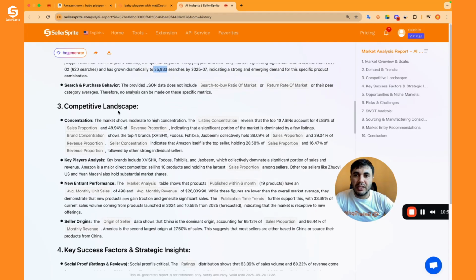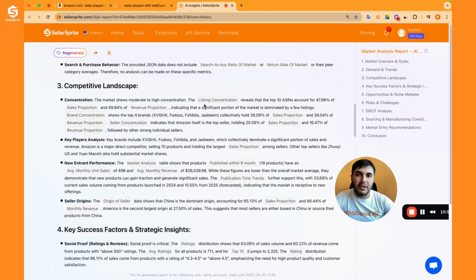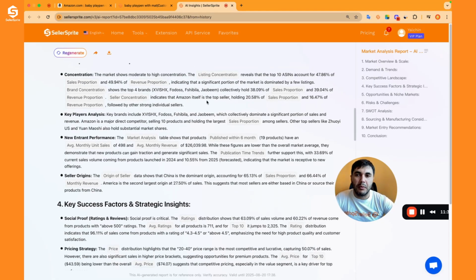Third one, competitive landscape. Concentration. The listing concentration reveals that the top 10 ASINs hold 47% of the total market. This is not bad. Actually, this is perfect. It's similar data to search query performance, where we can understand what percentage of total sales goes to the top 3 products. From here, we understand the top 10 products only get 47% of total sales. This is a perfect number. And you can analyze deeper when you go further.